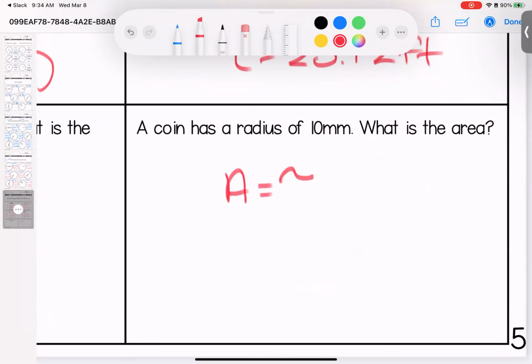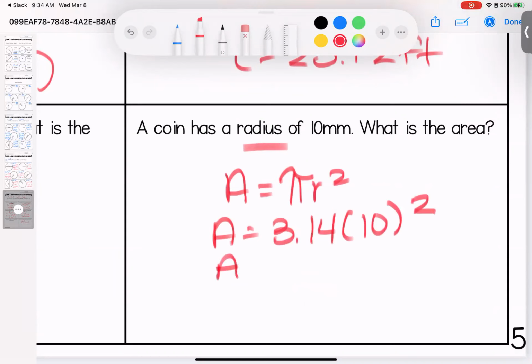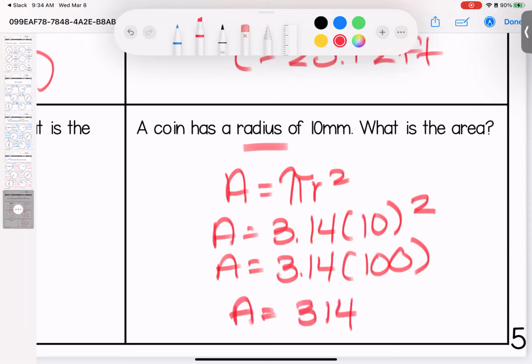Coming down here, I want the area. Remember, area only has one equation, pi r squared. They're giving me the radius, so I can plug it right in. 3.14 times 10 squared. 10 squared is 100. And I can use my base 10 knowledge if I wanted to, because I would just bump this over. So 3.14 times 100, area equals 314. Any questions on this one? Bring it with you to class.